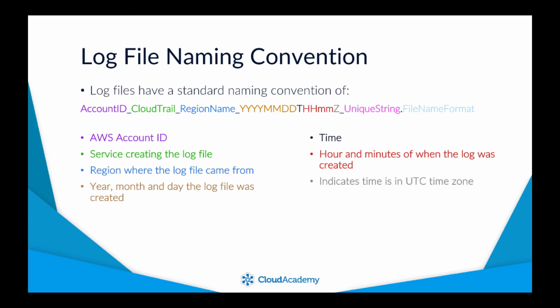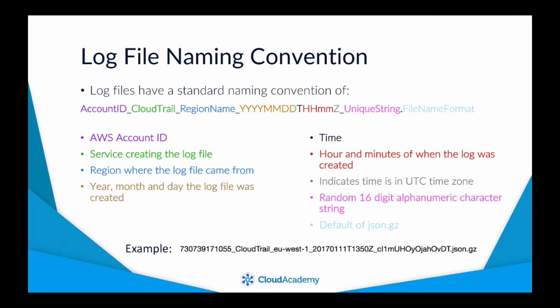The Z simply means the time is in UTC. The unique string value is a random 16-digit alphanumeric character string that is simply used by CloudTrail as a unique file identifier to ensure that it doesn't get overwritten with the same name of another file. Currently, the file name format is defaulted to json.gz, which is a compressed gzip version of a JSON text file. Here is an example of a file name of an existing log file.